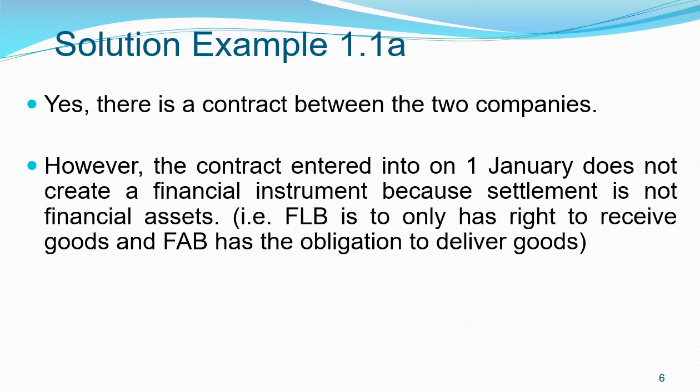Based on example 1.1a, we can say that yes, there is a contract between the two companies. However, the contract entered on 1st January does not create a financial instrument because settlement is not a financial asset. The contract only agrees that FLB is to receive and FAB has the obligation to deliver.